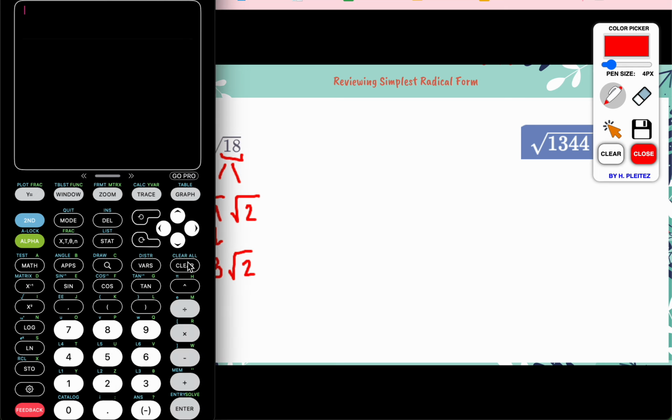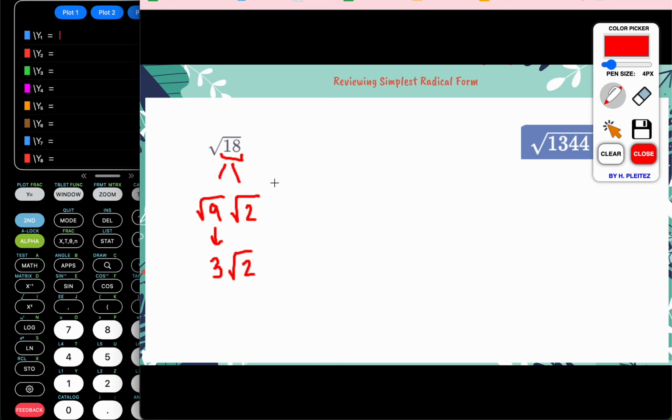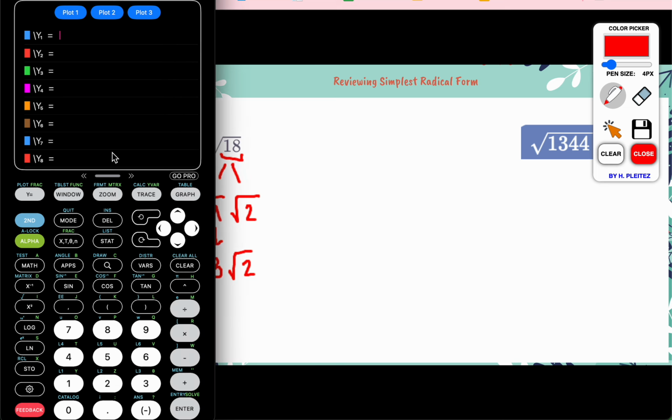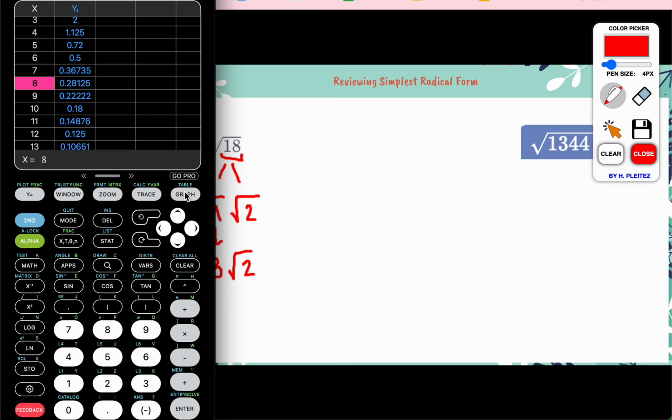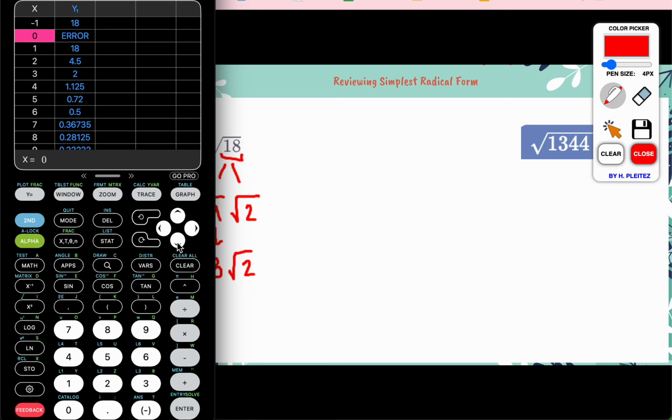But the calculator trick, which I've taught you guys, but I'll show you again, what you can do is put the number that's inside, the term that's inside of the square root, which in this case is 18, divided by, and in your denominator, you're going to put x squared. After that, what you're going to do is hit second graph, and then you're going to start at 0. You should see 0 error. And how you read this is the left side are the numbers that go outside of the square root, and the right side goes inside.